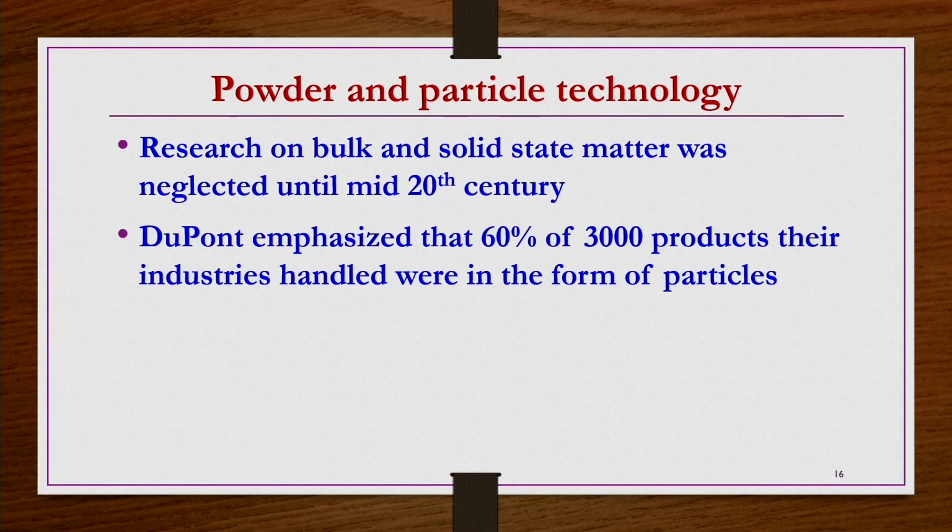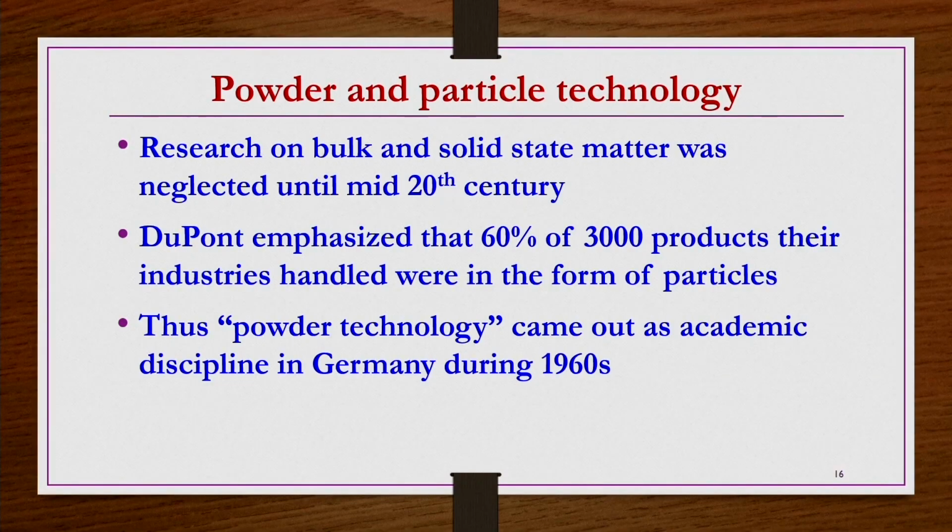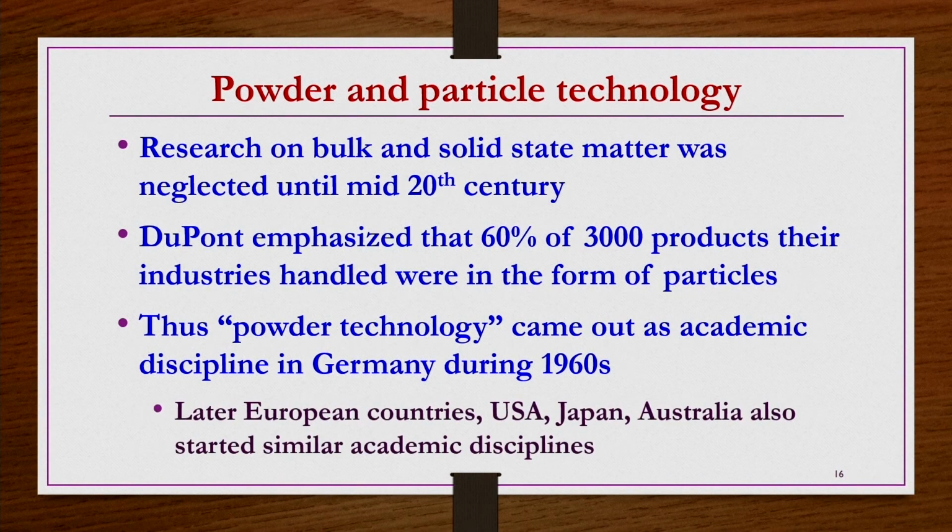DuPont emphasized that 60% of the 3000 products that their industries handle, whether as raw materials or any other form of products, are handled as particles. Thus, powder technology came out as an engineering discipline in Germany during the 1960s, and after that other countries like European countries, USA, Japan, and Australia also started similar academic disciplines.